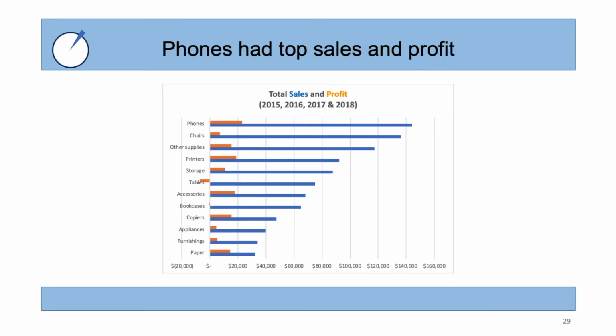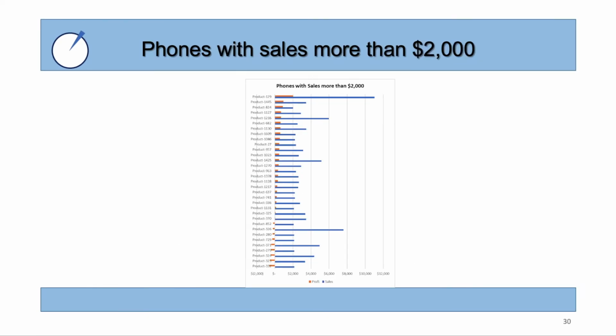Now, instead of focusing on the worst performing subcategories, let's see if we can learn anything from the best performing subcategory, which was phones. So if we focus a bit more on phones and specifically look at the product names, we can see that there are quite a few phones that sell more than $2,000 that have quite a healthy profit margin. But when we look towards the bottom of the bar chart here, we can see that there are actually quite a few phones as well that sell more than $2,000 but have negative profit margins, just like some of the other subcategories.